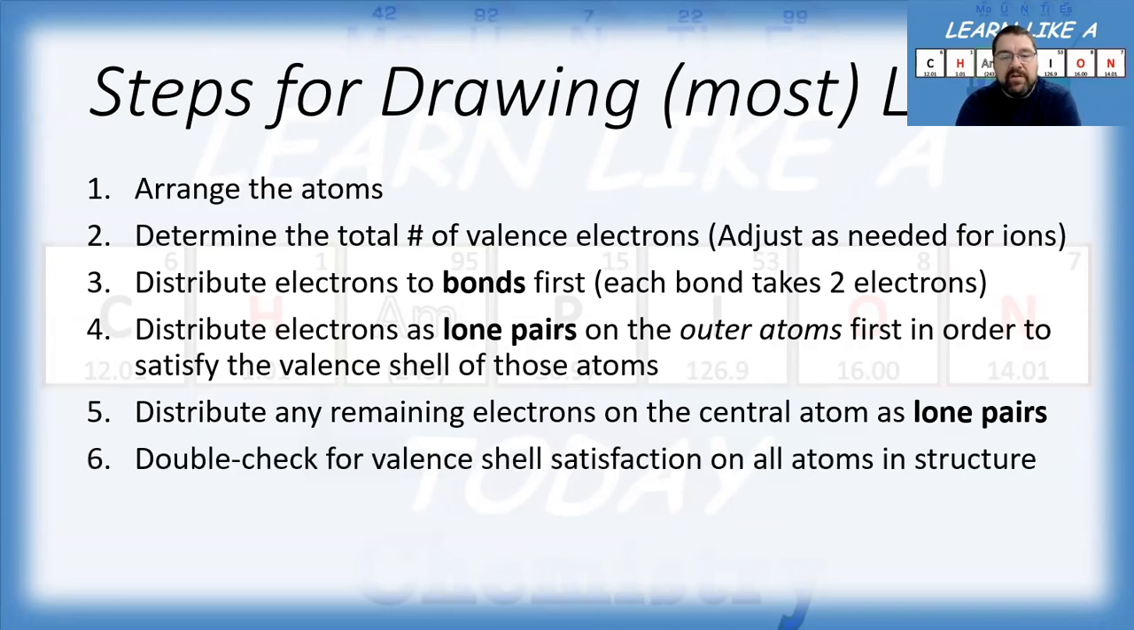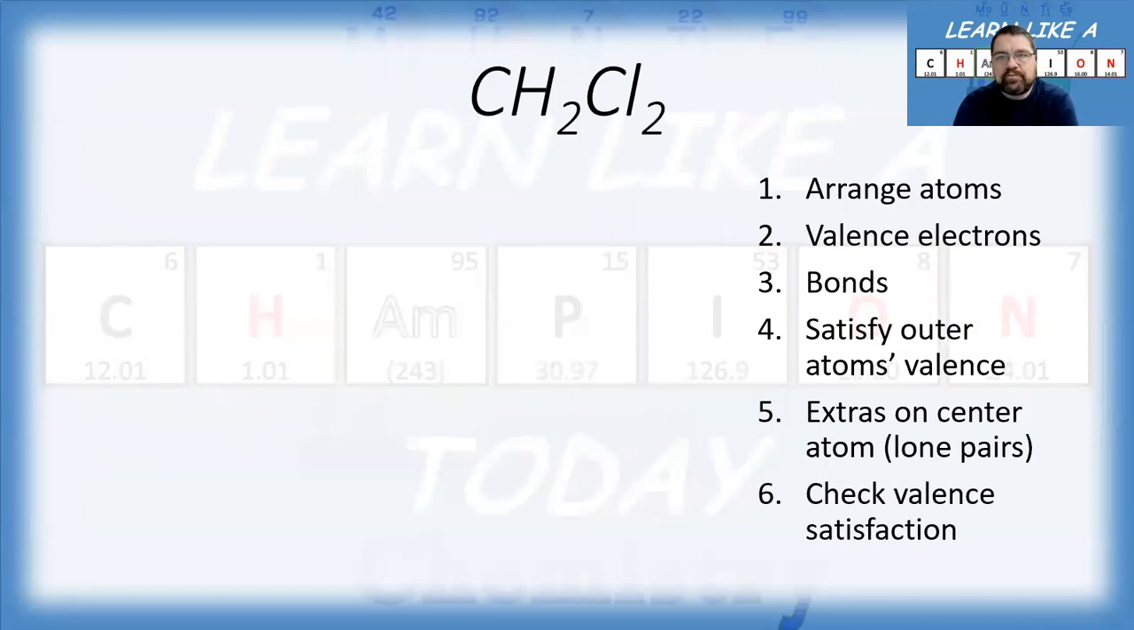And then finally, double check for valence shell satisfaction on all atoms in the structure. The outer ones should have been satisfied during the process, but for the central atom, there are a few where we have to make sure it has a very specific number. And if they don't, then we've got to do some rearranging with the ones that we've already distributed.